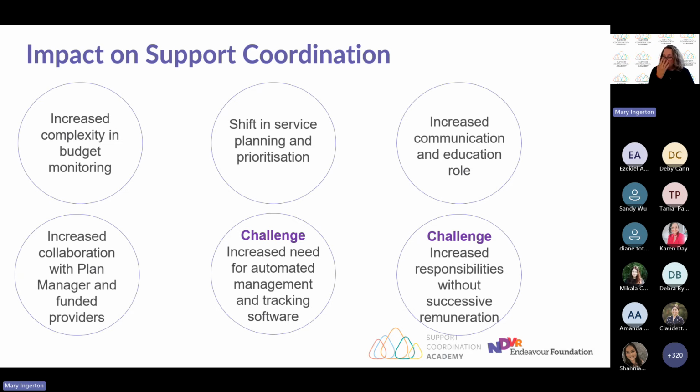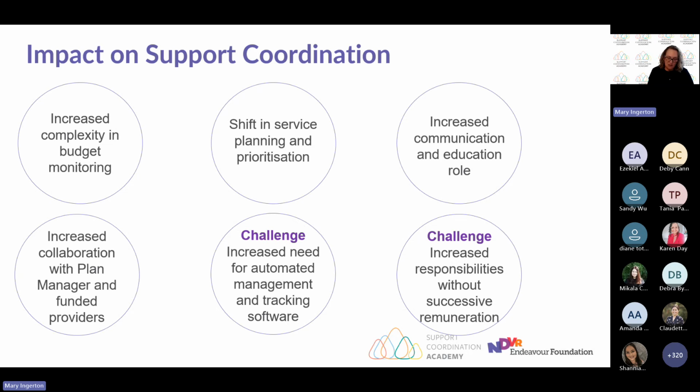The challenges that support coordinators will face: managing funding across multiple periods adds a layer of administrative responsibility and financial pressure for support coordination providers. So it's even more important now for support coordinators and support coordination providers to have automated management and tracking software that helps them to manage and track their support coordination hours. There's also an increased financial pressure on support coordination providers as the current hourly rate doesn't include the increased administrative responsibilities of the role. We know we're all waiting for the new price guide to drop to look at that increased pricing.